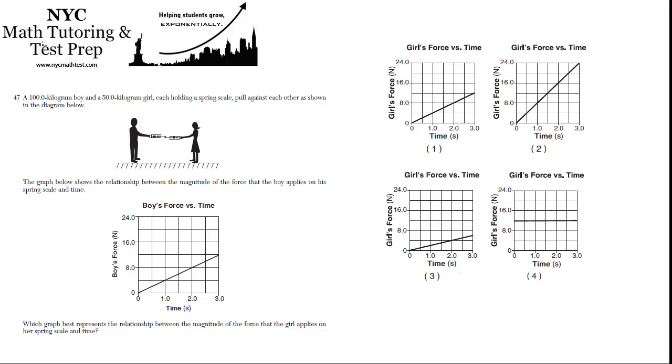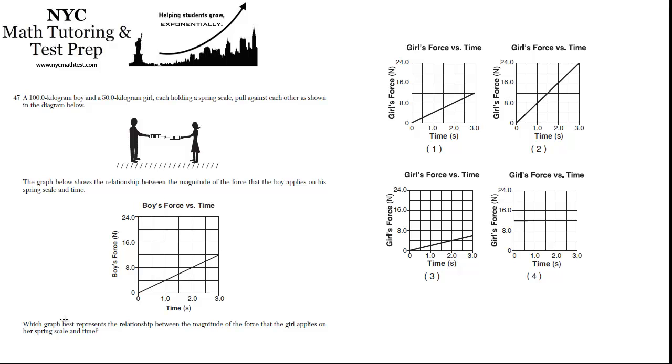Question 47: a 100-kilogram boy and a 50-kilogram girl, each holding a spring scale, pull against each other as shown in the diagram below. Okay, so boy, girl, and they each have their own scale, and the scales are connected. The graph below shows the relationship between the magnitude of the force that the boy applies on his spring scale and time. So he's applying a little more force with each passing second over the first few seconds.